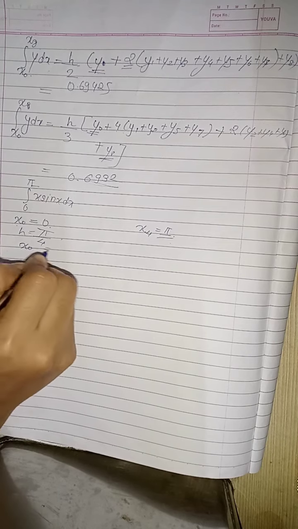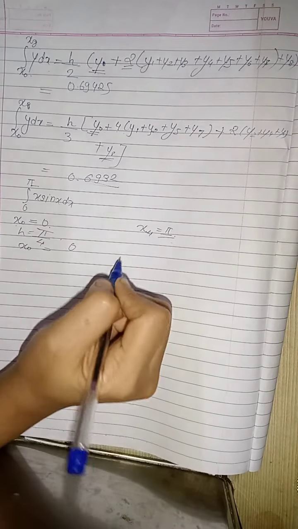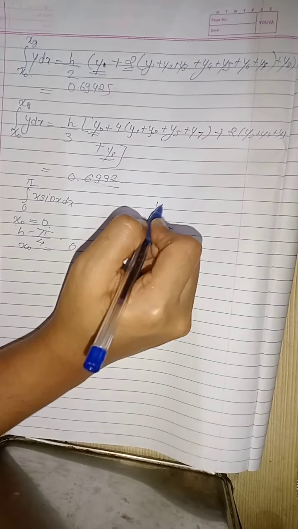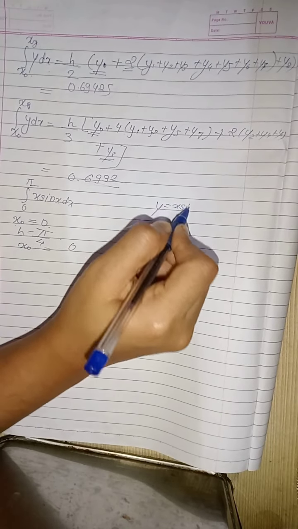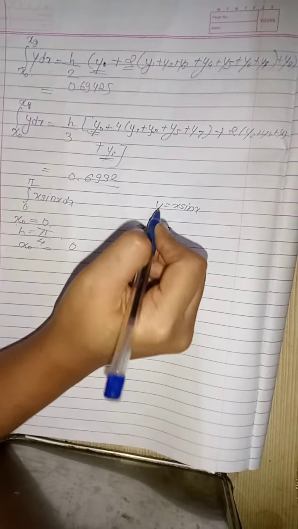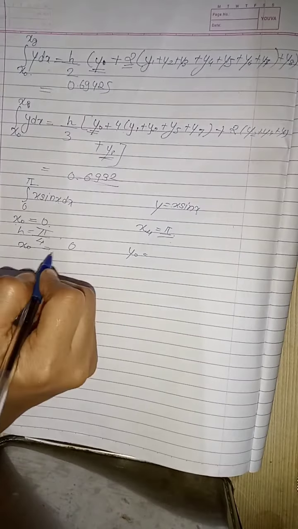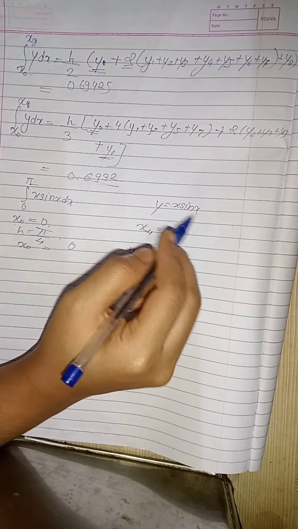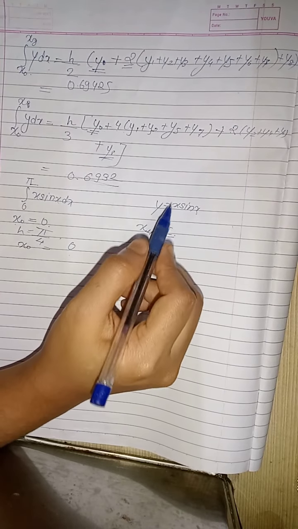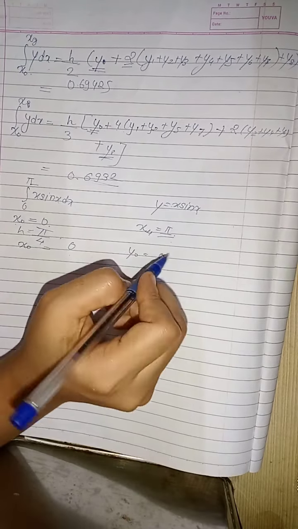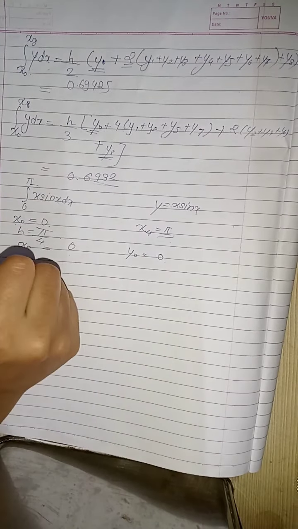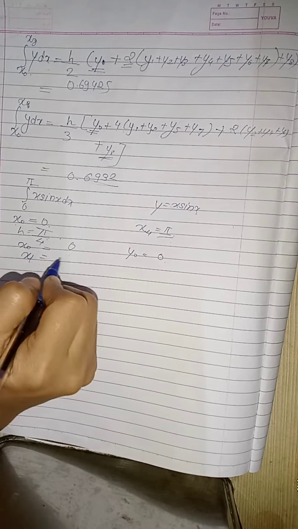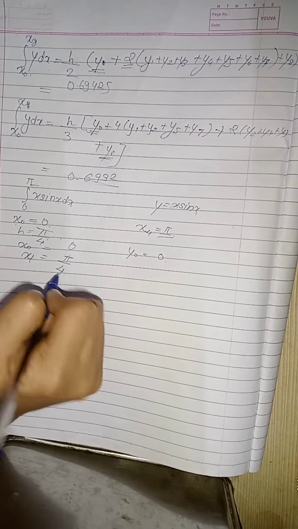So x0 will be 0, and y is equal to x sin x. Substituting x as 0, you will get y0 as 0 because sin 0 is 0. Then x1 will be x0 plus pi by 4, which is pi by 4.